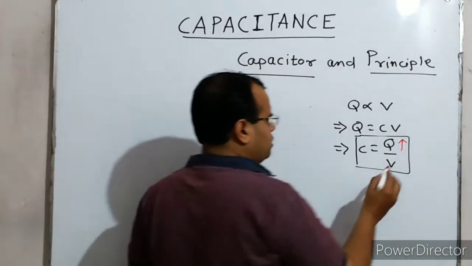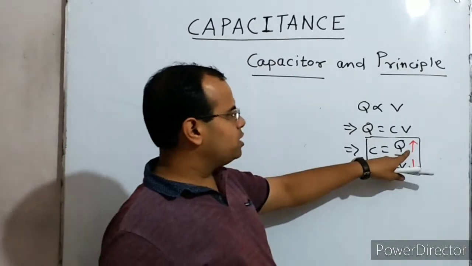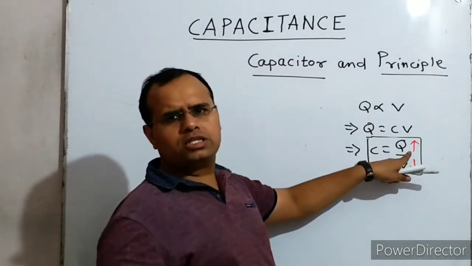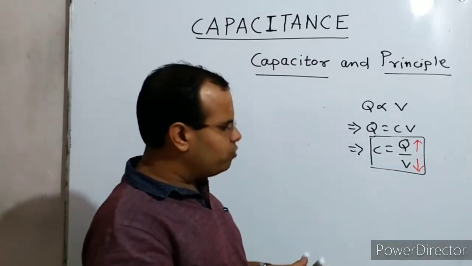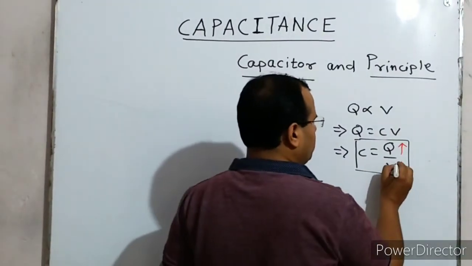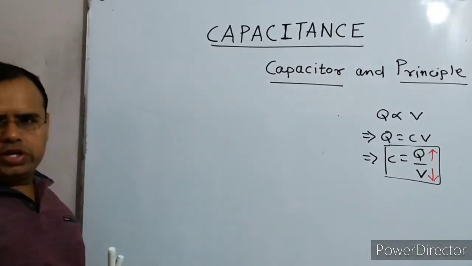Another way is to decrease the potential. So first you reach the extent where maximum charge is given to the conductor, and after that, if somehow you can decrease the potential of the conductor, by that you can increase the capacitance. So this is what we are going to do now.